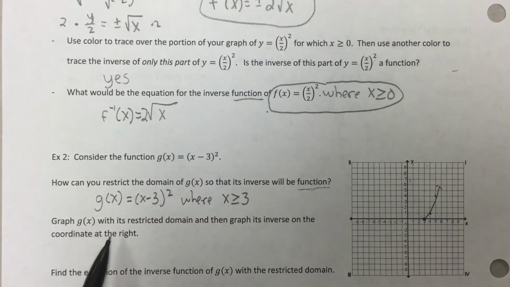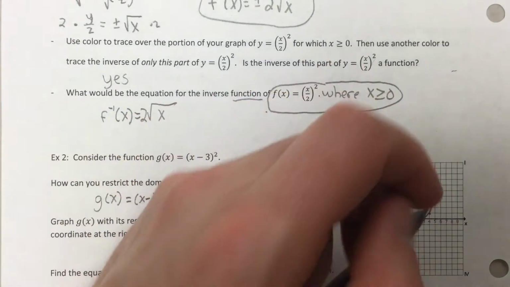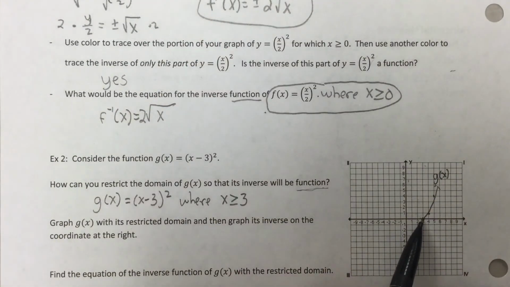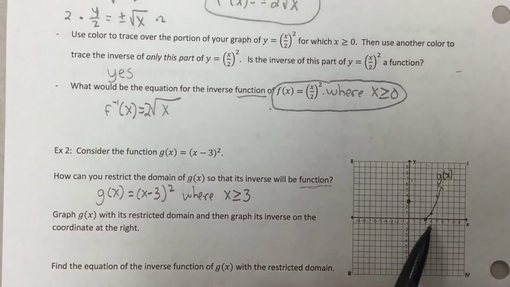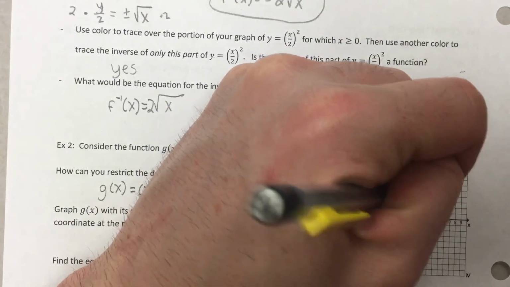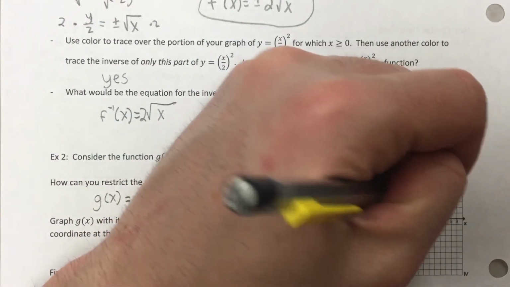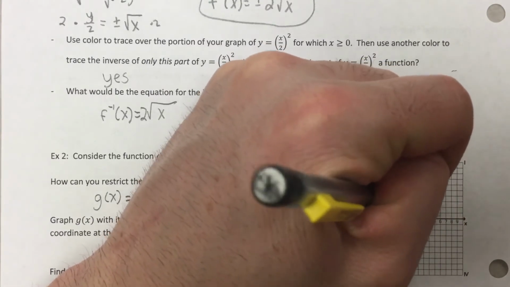So now it says graph g of x with its restricted domain, and then graph its inverse. Okay, so we already graphed the g of x with just restricted domain. Now we're going to graph the inverse. So if I'll call that g of x, if I have 3, 0 here, my inverse would be 0, 3. If I have 4, 1, my inverse will be 1, 4. And this is 5, 4, so it would be 4, 5. I call that g inverse of x.